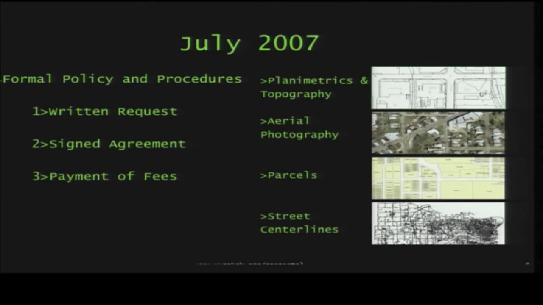They were primarily impacting your premium data sets: planimetric data, aerial photography, parcels, and our street center lines. These are the data sets that we have spent tens of thousands, hundreds of thousands, even millions of dollars in developing over decades. This is very valuable data to lots of different users.